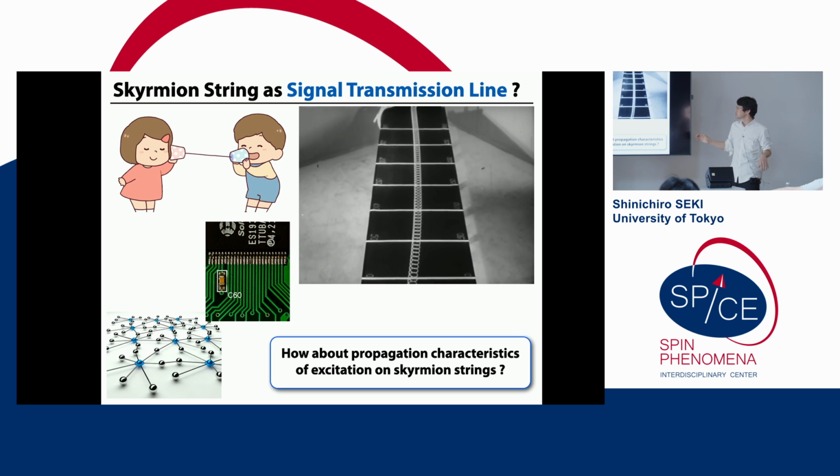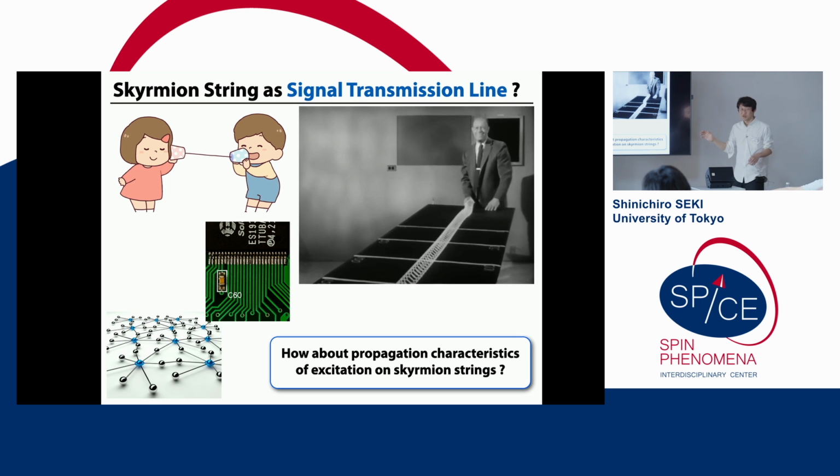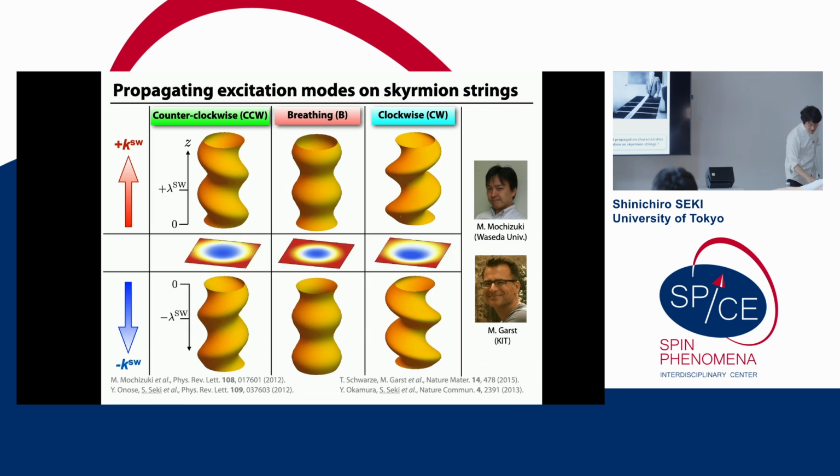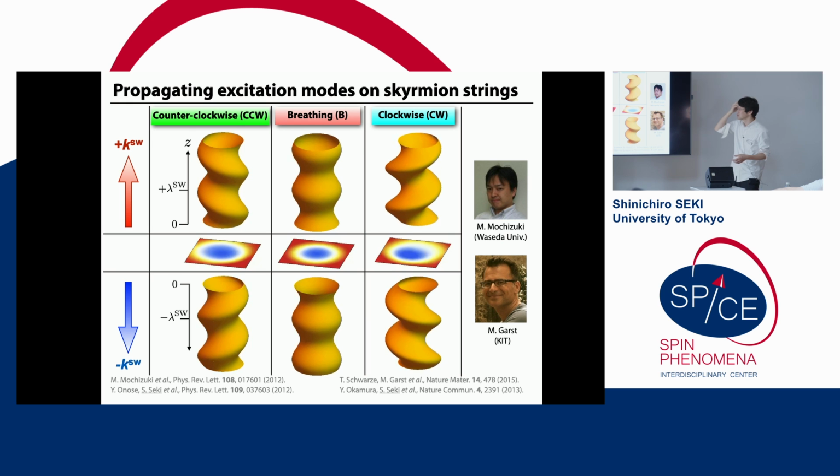And so maybe skyrmion strings can be utilized as an information signal transmission line. However, before discussing the possibility of such potential applications, it is very important to understand the fundamental propagation character of the excitation modes on the skyrmion strings. Theoretically, such skyrmion strings are expected to host three distinctive propagating excitation modes.